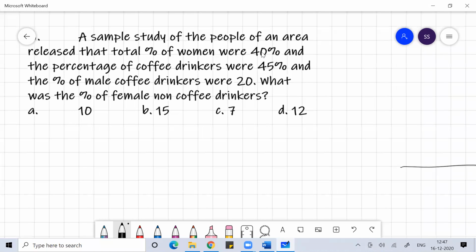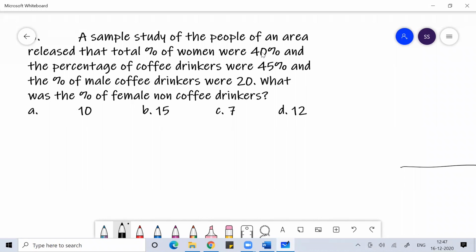See this: a sample study of the people of an area released that the total percentage of women was 40% and the percentage of coffee drinker were 45% and the percentage of male coffee drinker were 20%. Okay, so what was the percentage of female non-coffee drinker? So see this question now.